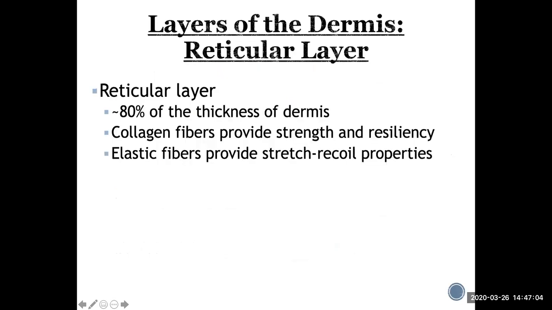All right, and then the reticular layer of the dermis is, again, all of the rest of it besides that papillary layer. It makes up 80% of the thickness of the entire dermis. Still areolar loose connective tissue. So we've got collagen fibers to provide strength and resiliency, right? So we like to have that collagen. We like to maintain or add collagen to our face in particular, right? It keeps you looking young. It's that strength and resiliency that collagen fibers provide, and elastic fibers for that stretch recoil, right? So that you've still got a little bit of that. Still got it. All right.